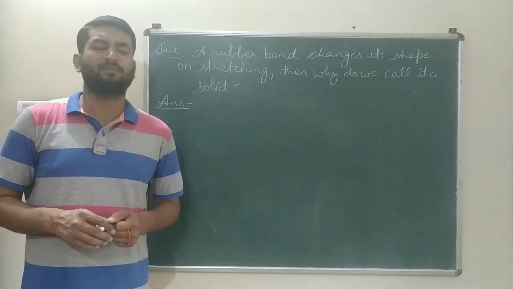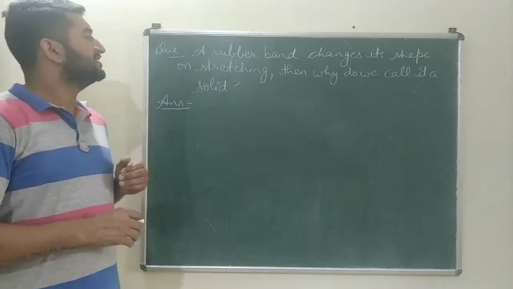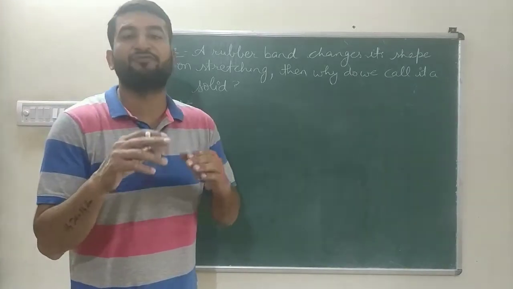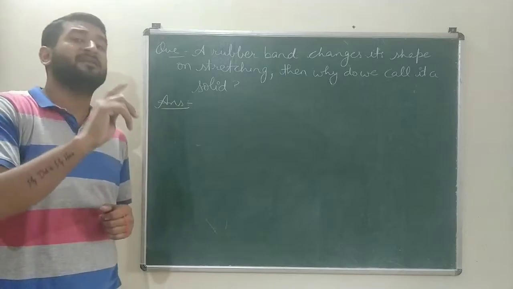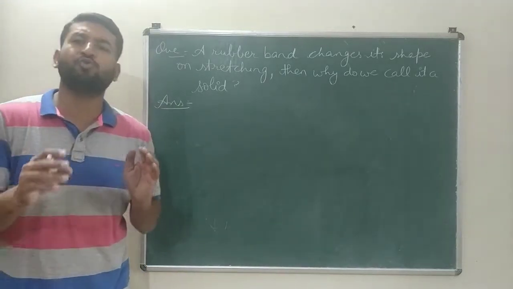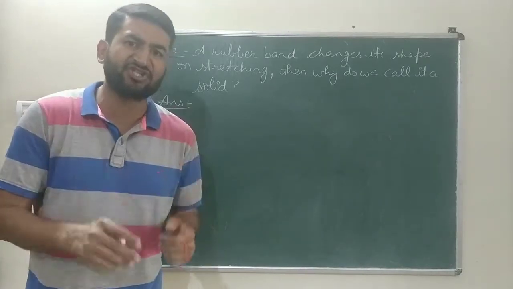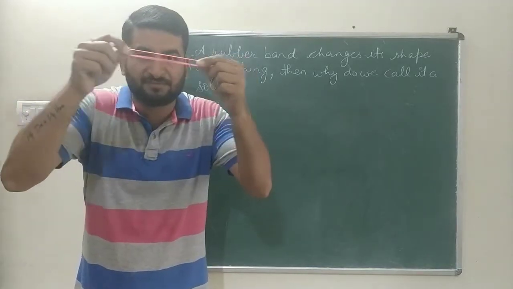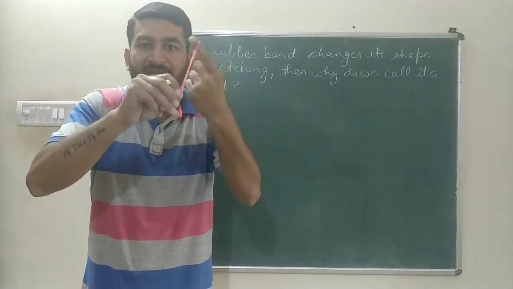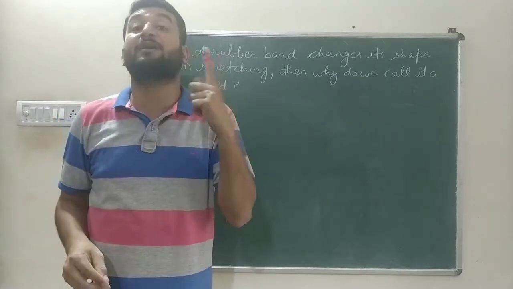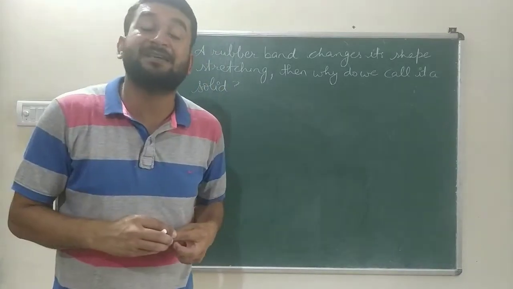Now we'll discuss some points. The first one is, a rubber band changes its shape when we exert a force over it, but still it is called a solid. As we had discussed, solids do not change their shape. They have a fixed shape, but still the rubber band, when we stretch it, changes its shape easily, yet it is considered a solid.